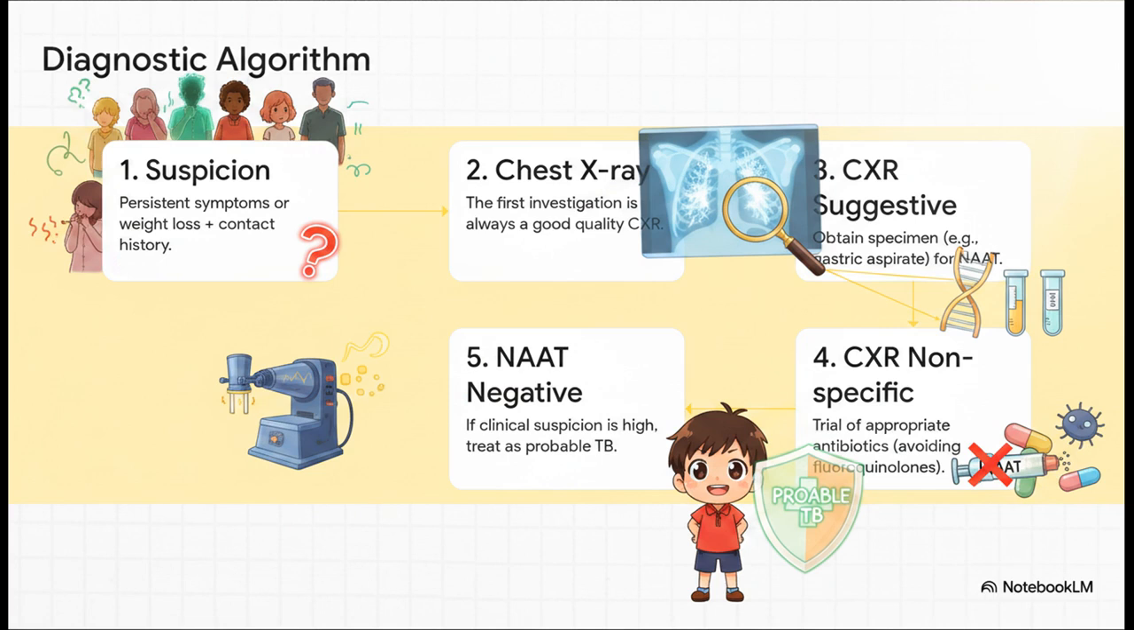Let's say your fancy molecular test is negative, but you still have a really high suspicion based on the clinical picture. The guidelines are crystal clear. You treat. You label it clinically diagnosed probable TB. This concept is absolutely vital in pediatrics, where waiting for microbiological proof just isn't an option sometimes.